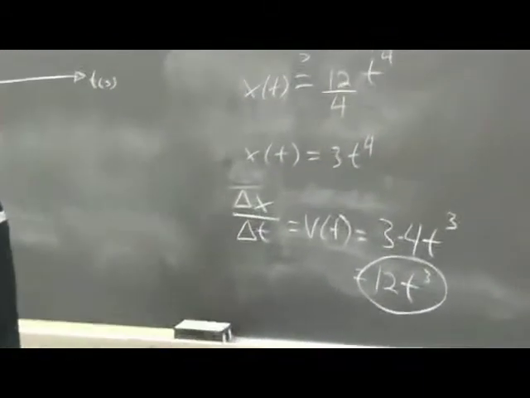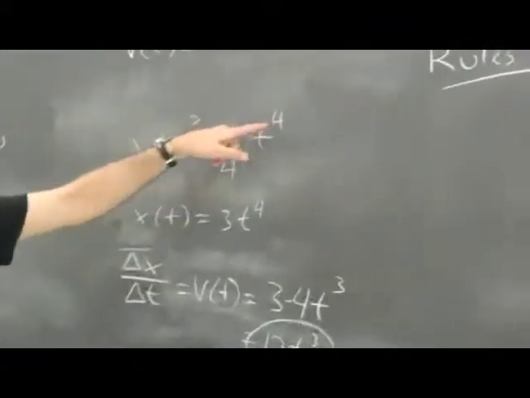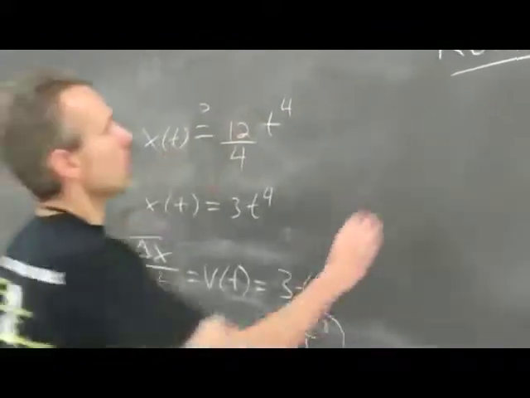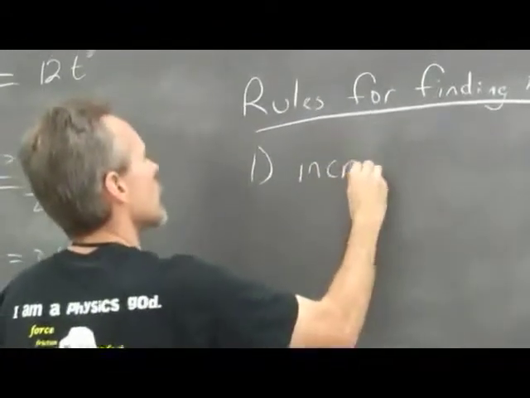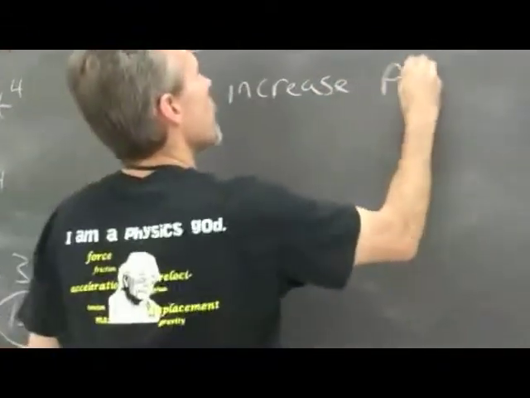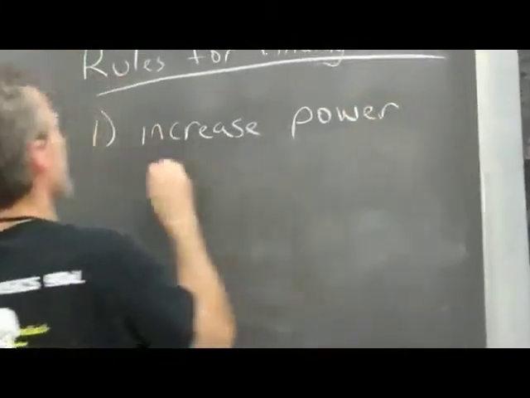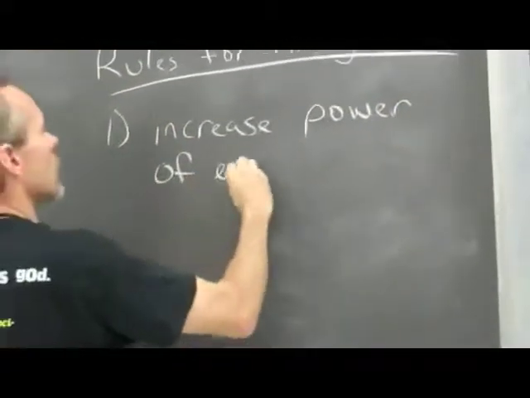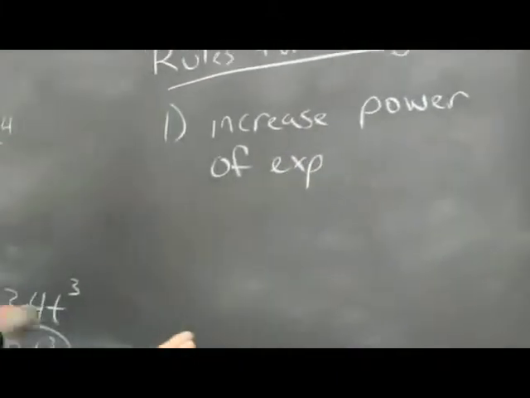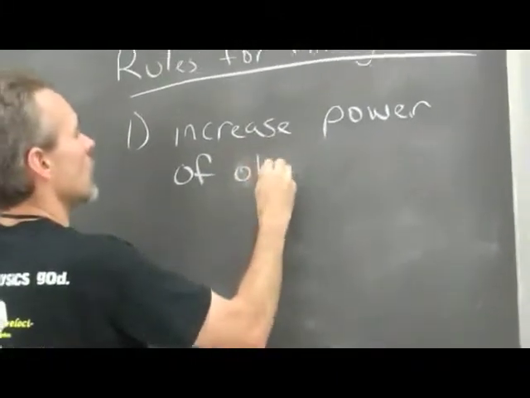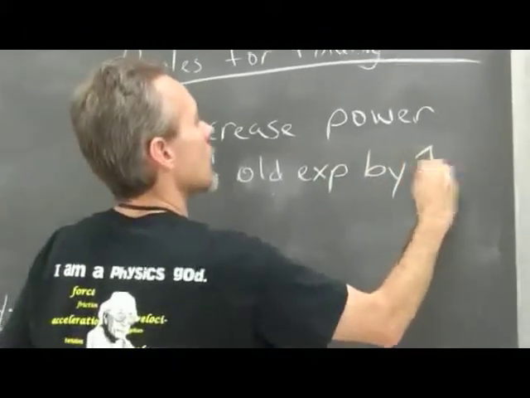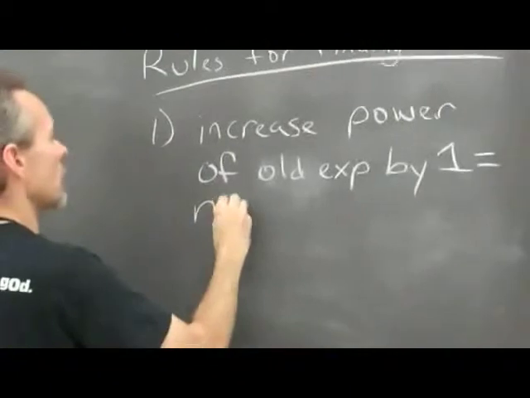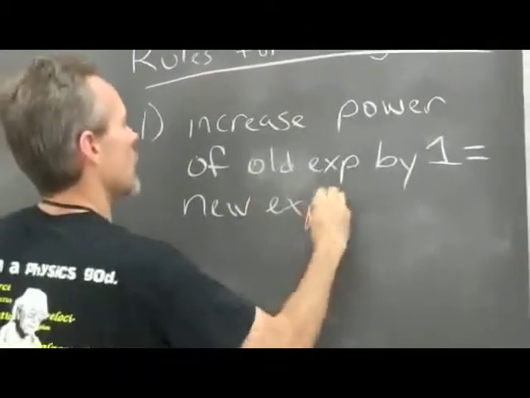Well, what's the first thing I did? Well, the first thing I did was I increased the power of the exponent. So, increase the power of the old exponent by 1, and that equals the new exponent. That was the first thing I did.